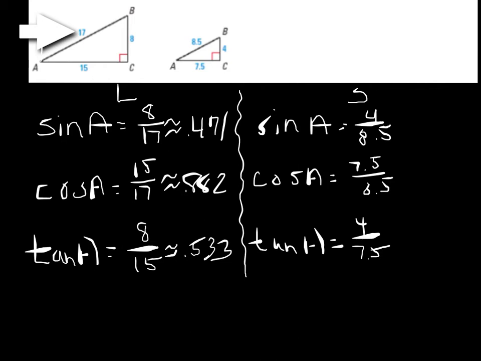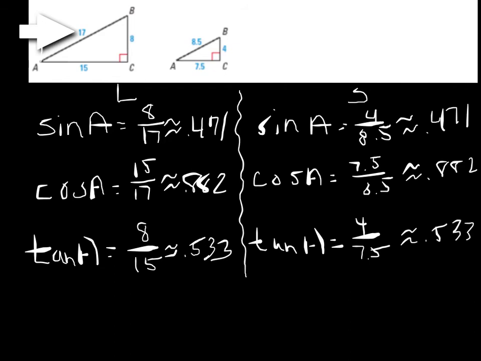That's what happens when you change those ratios to decimals. If you look at the right-hand side, the small triangle, and you do 4 divided by 8.5, 7.5 divided by 8.5, and 4 divided by 7.5, it shouldn't be too shocking that in fact you get the exact same ratios. That 4 divided by 8.5 is approximately 0.471, this is approximately 0.882, and the last one is approximately 0.533.